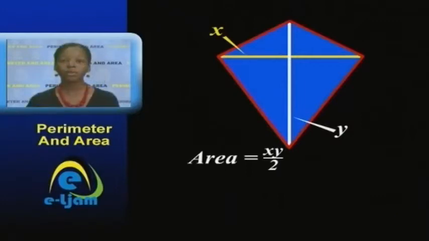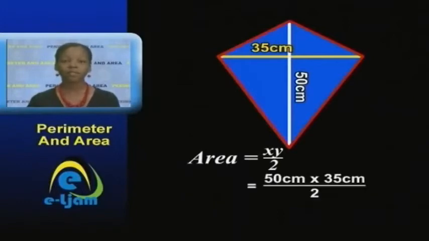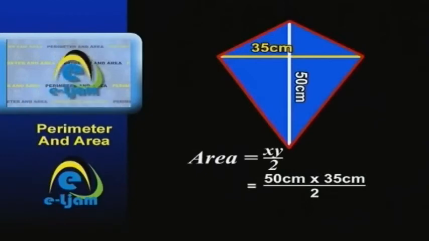So, if we wanted to know the area of Little Johnny's kite, whose diagonals measure 50 centimeters and 35 centimeters, we multiply the diagonals, 50 centimeters times 35 centimeters, and divide by 2, which would give us an area of 875 centimeters squared.